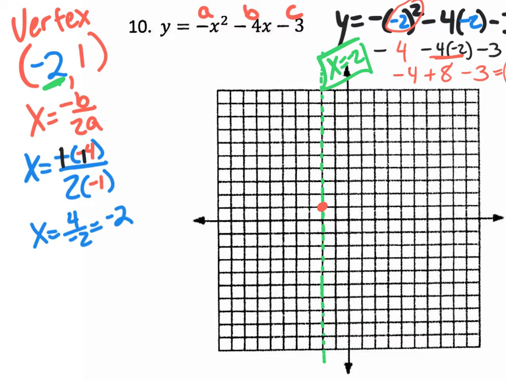Simply the X value of your vertex. And they will ask you that on future quizzes, tests, maybe even on the final. What's the axis of symmetry? It's the equation X equals -2. Okay, so we still need more coordinates.